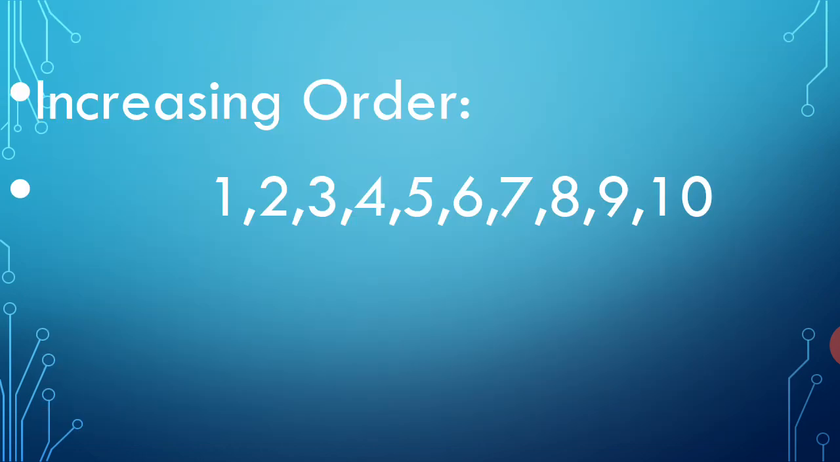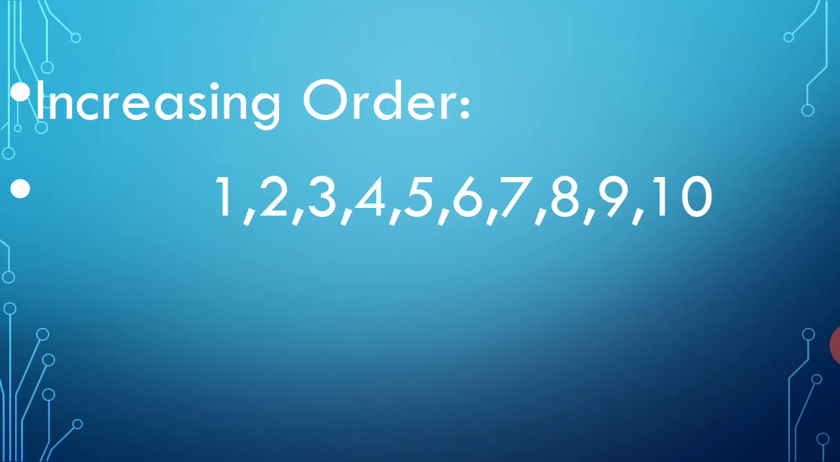Now the increasing order over here is 1. After 1 comes 2. Then comes 3. Then 4, 5, 6, 7, 8, 9 and 10. We went from a smaller number to a greater number. So students, this is known as increasing order.